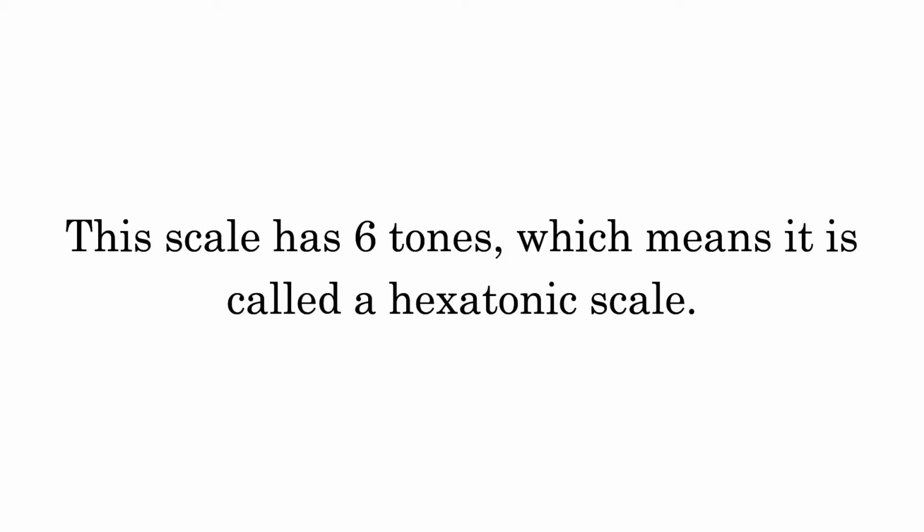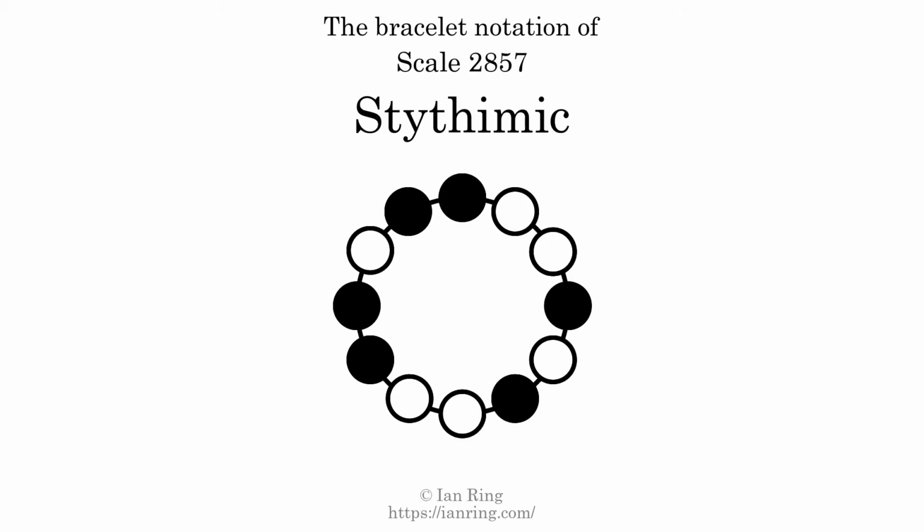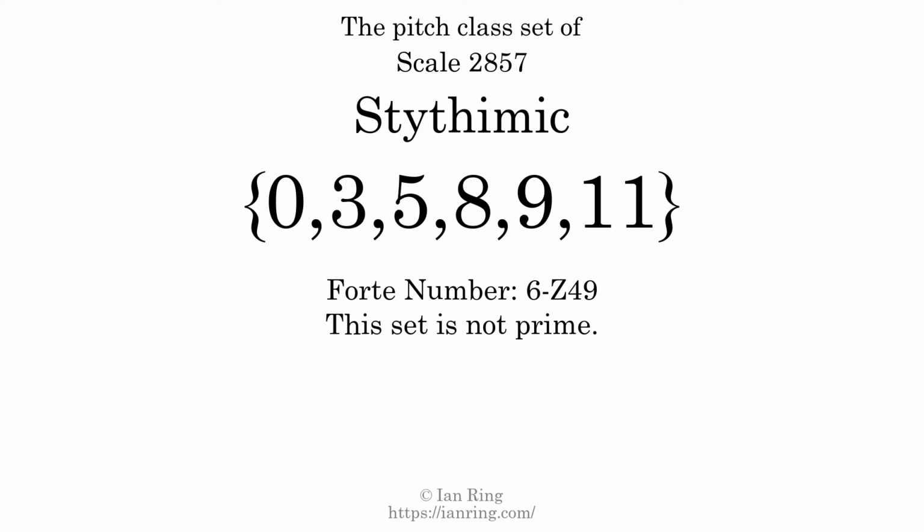This scale has 6 tones, which means it is called a hexatonic scale. This is a bracelet notation diagram of scale 2857. The shaded circles represent tones that appear in the scale, and they are read clockwise, starting at the top. The pitch class set for this scale is 0, 3, 5, 8, 9, 11.